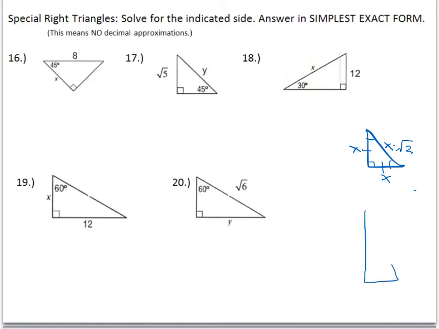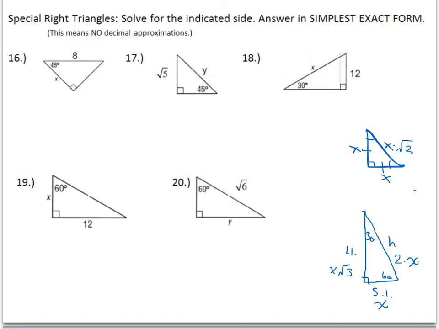Our other triangle was the 30, 60, 90. 30 was across from the short leg. 60 was across from the long leg. 90 is across from the hypotenuse. We always found the short leg first. Doubling that gave us the hypotenuse. Cutting hypotenuse in half gave us the short leg. Multiplying the short leg by root 3 gave us the long leg, and then dividing by root 3 took us from long leg to short leg. That's the rules we're using here.